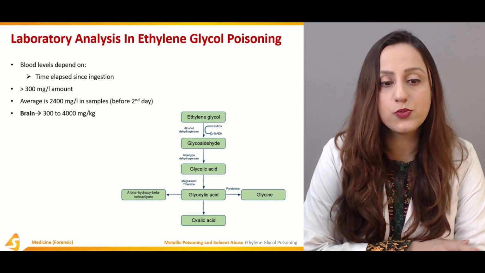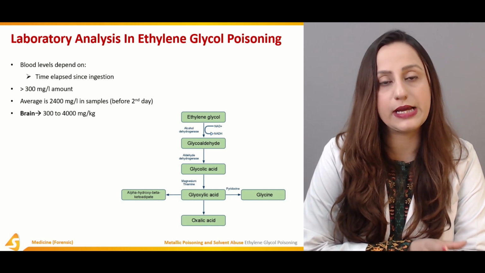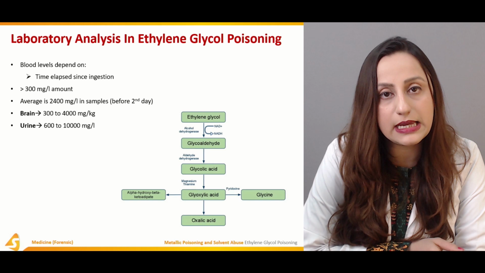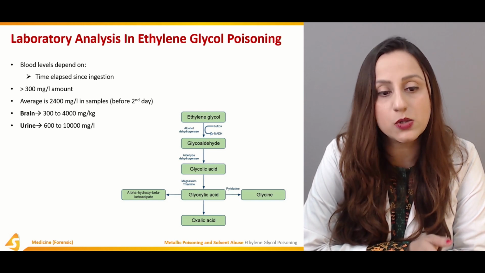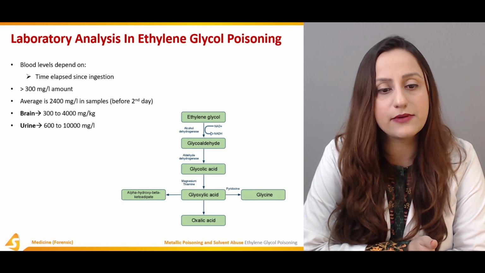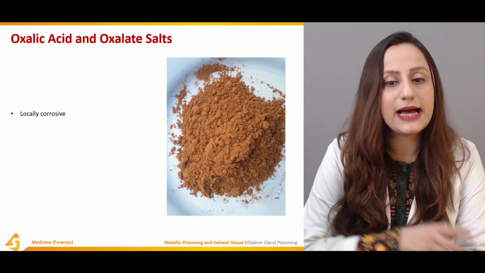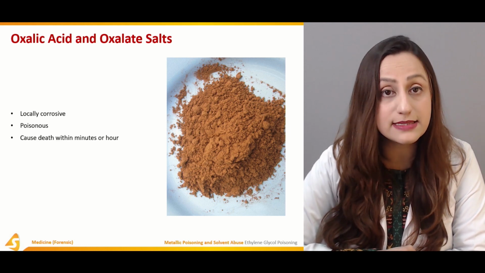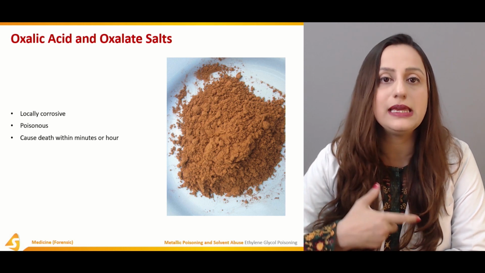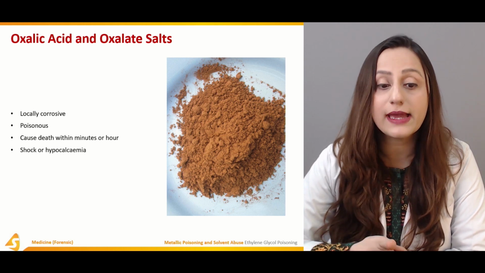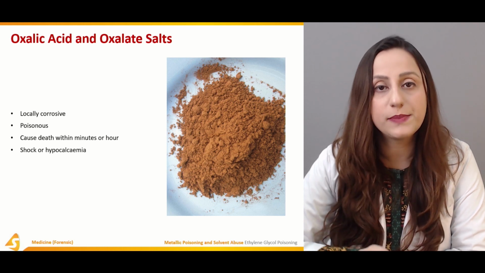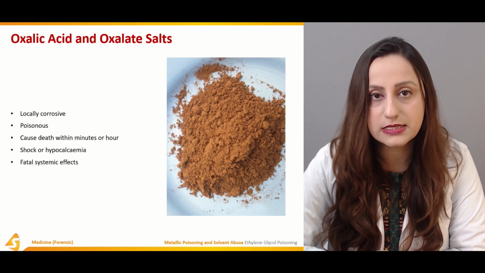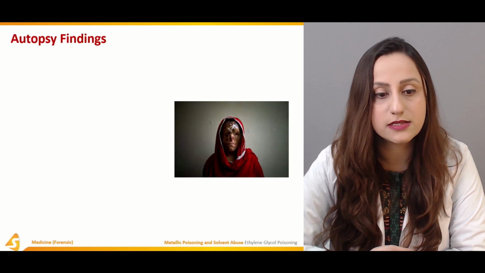Now, in the brain, a concentration of almost 300 to 4000 milligrams per kilogram is observed in the brain samples, and the urine samples indicate the presence of oxalic acid in amounts of almost 600 to 1000 milligrams per liter. The oxalic acid has a coffee ground appearance and is locally corrosive and poisonous, causing death within minutes or hours. That is a quick fatal period, and shock and hypocalcemia are the main complications observed in this oxalic acid poisoning. The fatal systemic effects are the cause of the death that finally ensues.